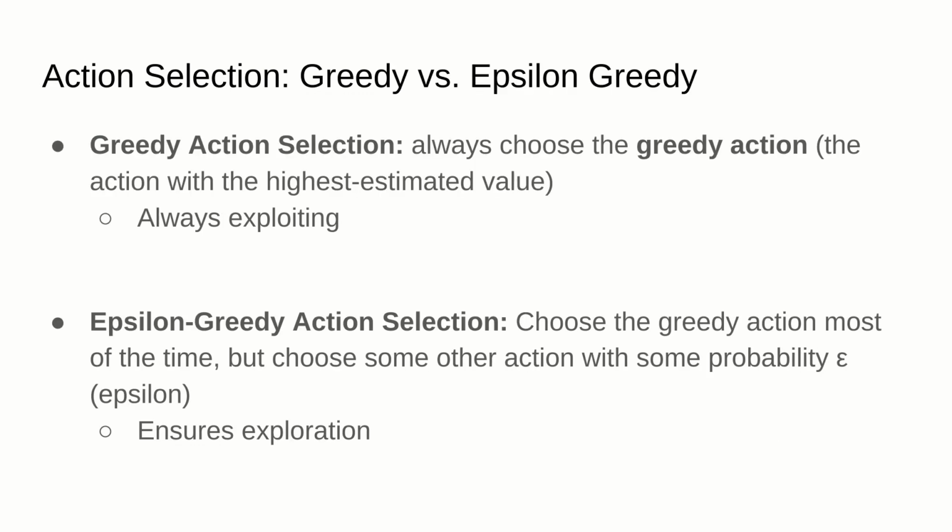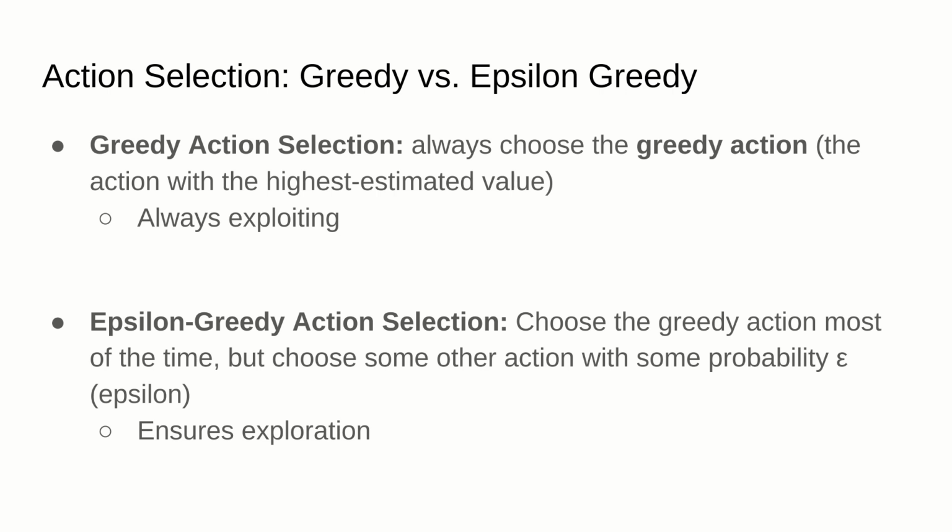Now that we know how to estimate the value of actions, we can move on to the second part of action value methods, which is choosing an action. There are two basic ways to choose an action. The first and most simple way is to use greedy action selection, which is to always choose the greedy action, or the action with the highest estimated value. This can be thought of as always exploiting.